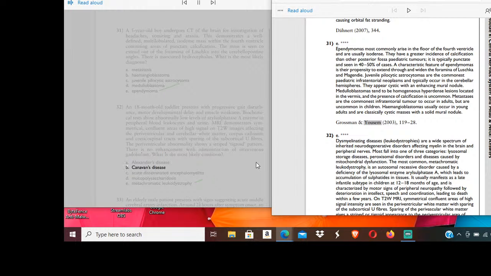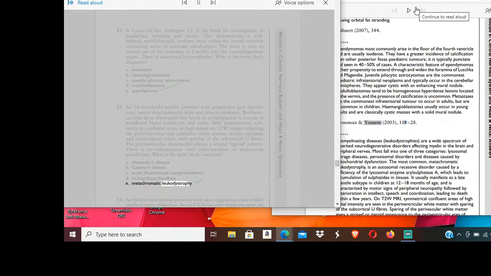A. Alexander's disease. B. Canavan's disease. C. Acute disseminated encephalomyelitis. D. Mucopolysaccharidosis. E. Metachromatic leukodystrophy.